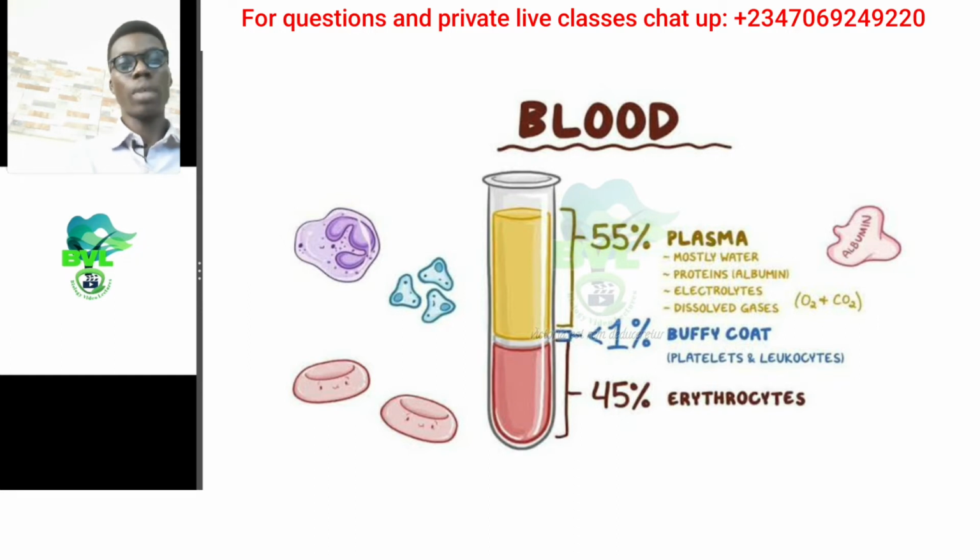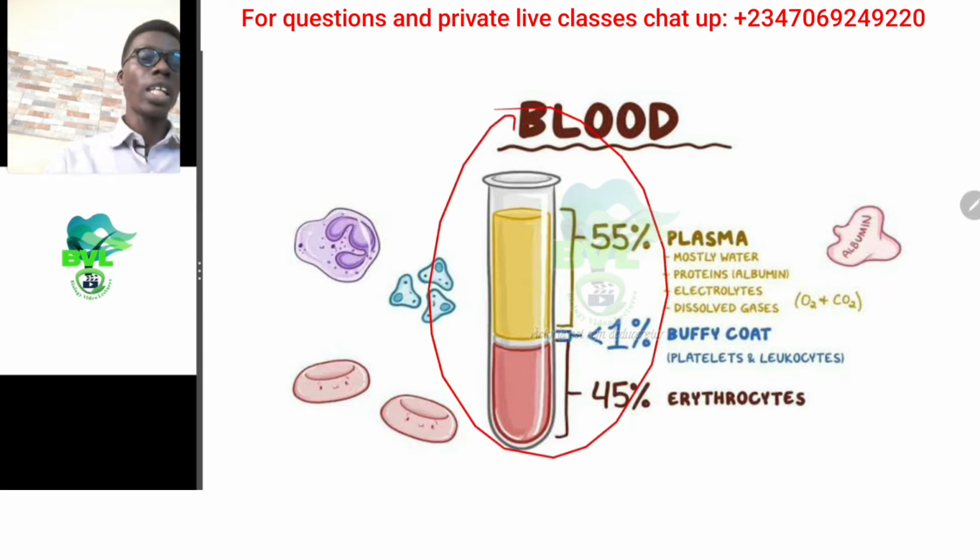So the blood has different components. Usually when the blood is collected, it's not always like the way it is on the screen. It's always going to be just red all through. But when it is centrifuged, of course, with anticoagulant, it then has these different layers.